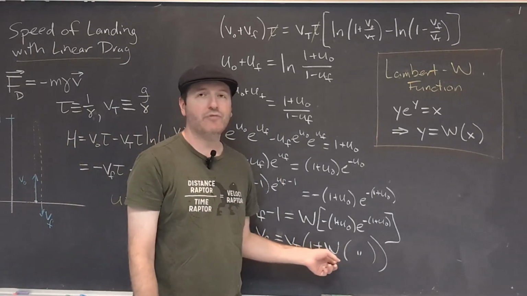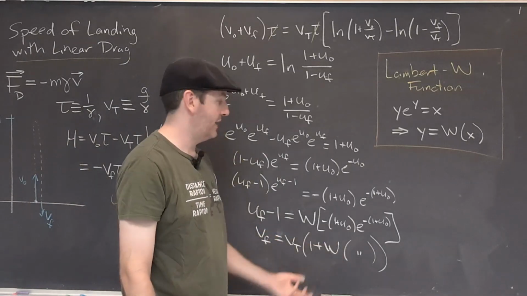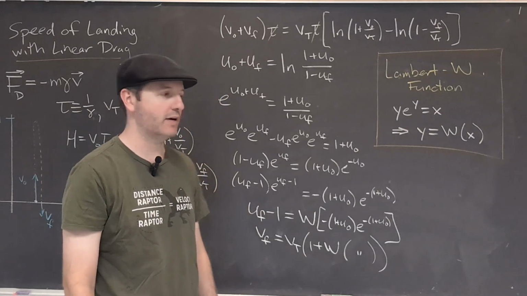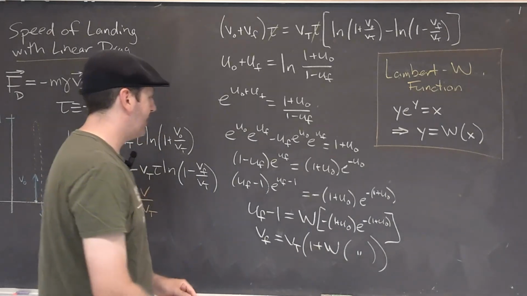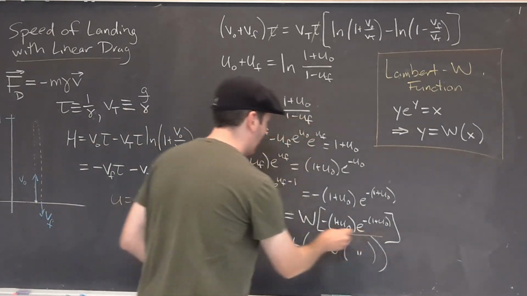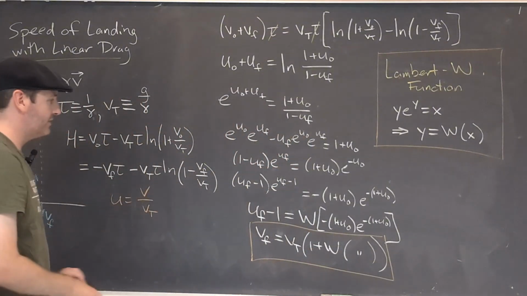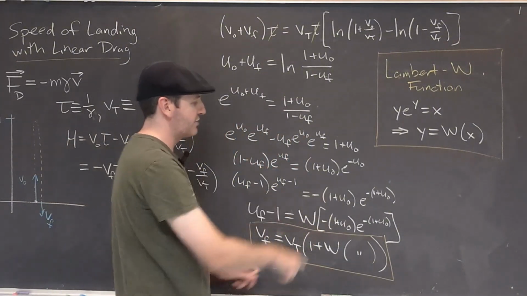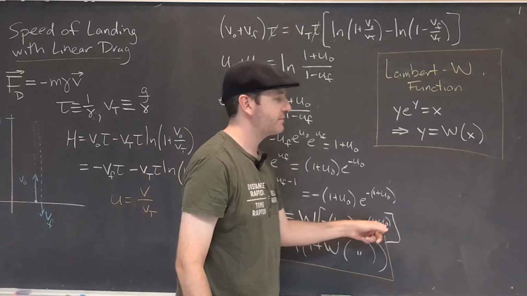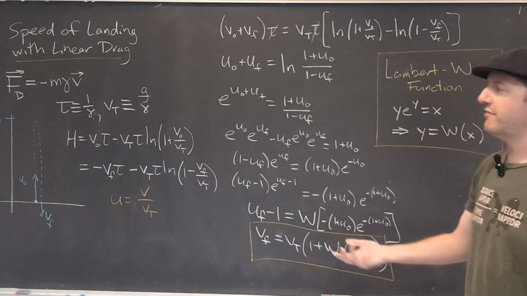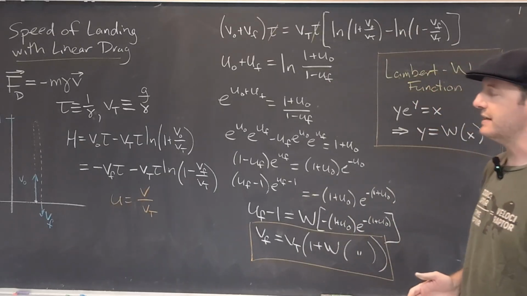Though it's not like any of your graphing calculators have the Lambert function plugged in, so you probably would have to use a computer to actually calculate this. At any rate, that does solve our problem. We now have the speed at which my projectile hits the ground in terms of the initial speed, U-naught. Now, it should also be noted that that final speed will definitely be less than the initial speed.